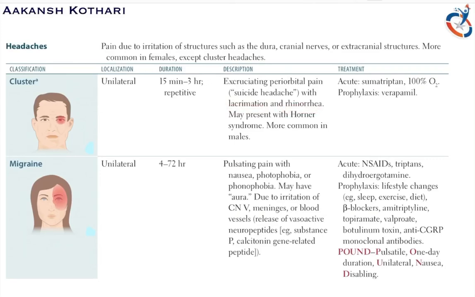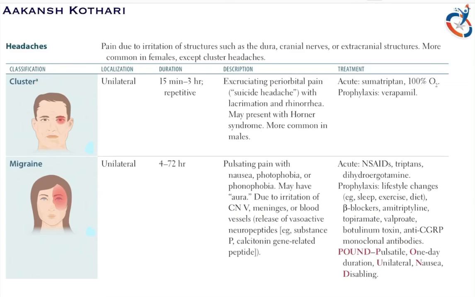Now, these may also be presented with Horner syndrome and are more common in males. Is it clear? So, this is presented with Horner syndrome and are common in males, and the treatment of cluster headache is sumatriptan and 100% oxygen. Okay, so this is the treatment of acute cluster headache, whereas the prophylaxis for the same is verapamil. Is this clear? So we've completed this cluster headache.